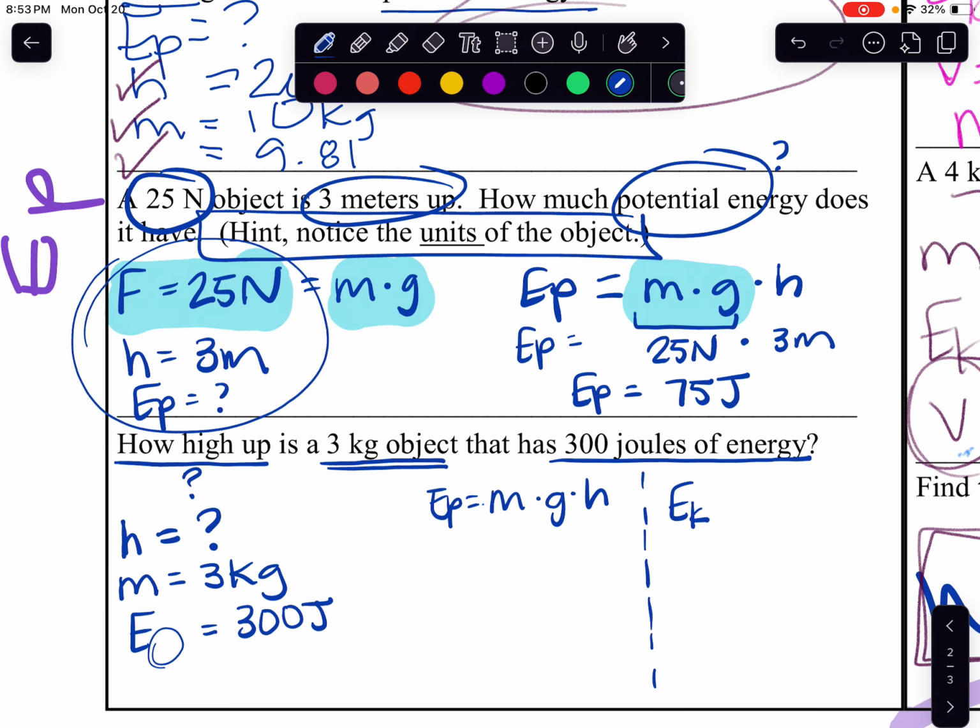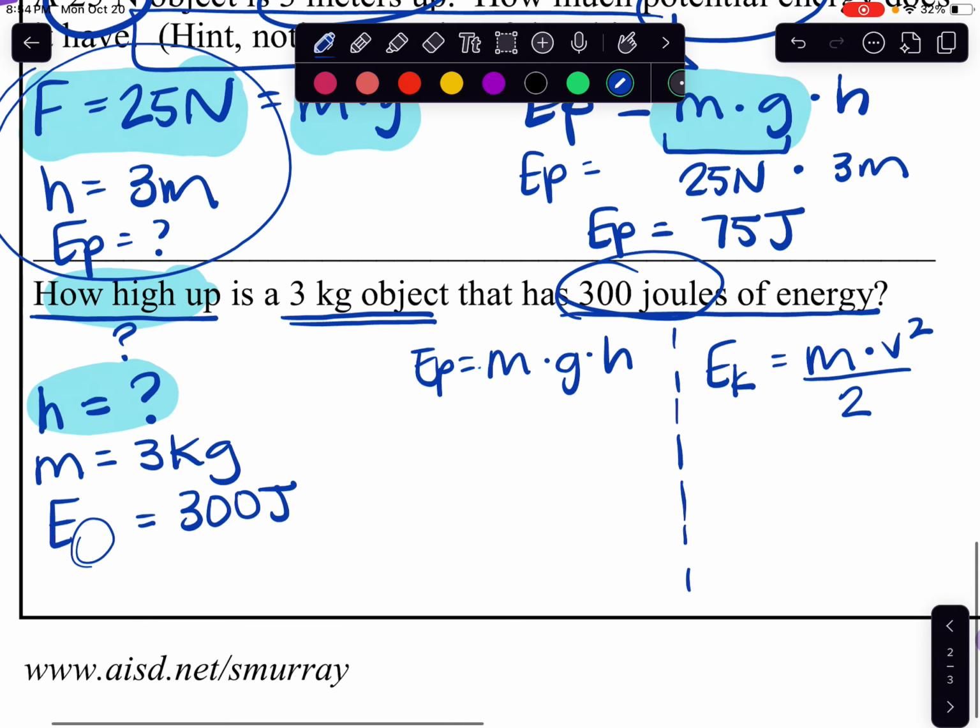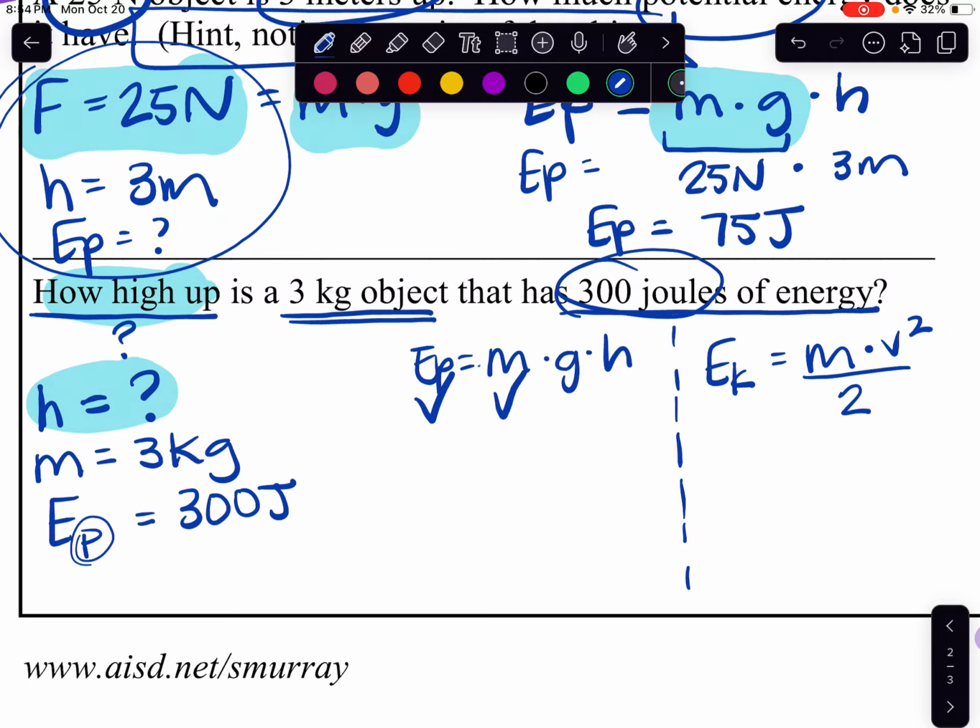If the object had kinetic energy, the object would have mass, velocity, and that's just part of the equation. So because they tell us that this object has a height, even though that's what we're trying to figure out, we know that this type of energy, this 300 joules, is potential energy. So that's a little tricky. So, okay, we know potential energy. We know the object's mass is 3 kilograms. We don't know the height.